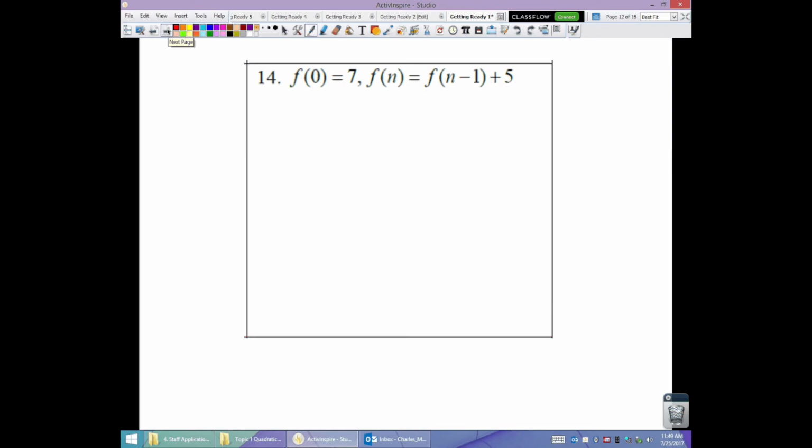All right, since we are looking at the recursive formula, the rate of change is built in. It's right here. This formula tells us to get each new term, you go back to your last one and add 5 to it. So my rate of change, my slope, is just 5.